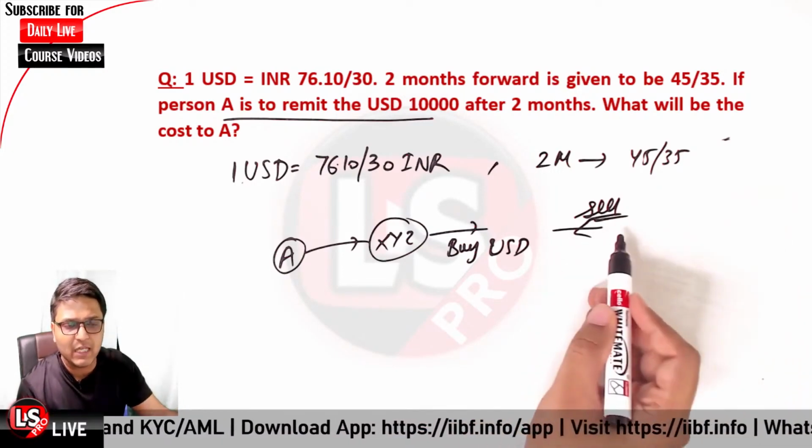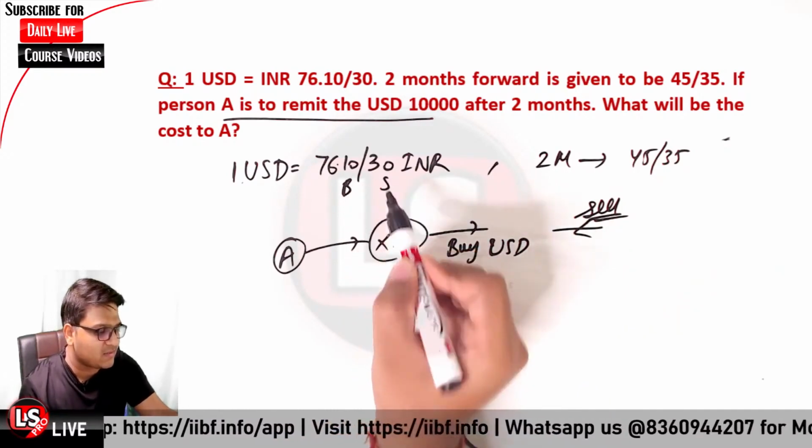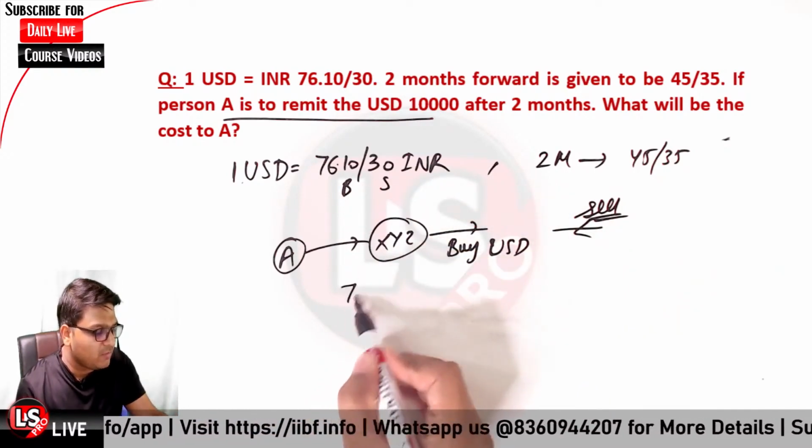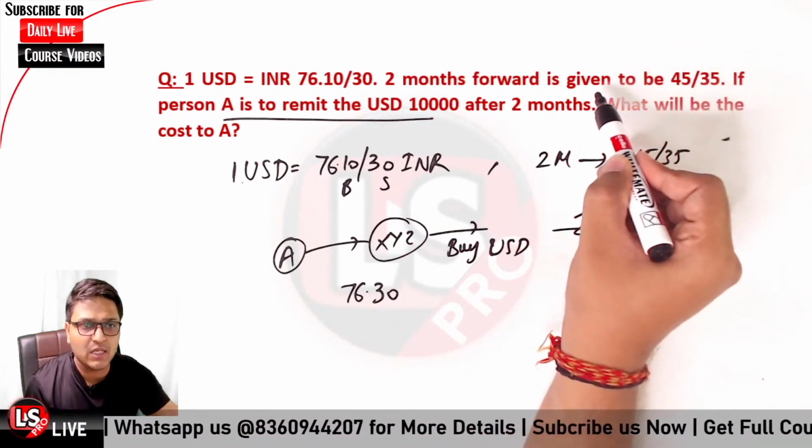So what quote would be applicable? The selling quote would be applicable. So this is the buying rate and this is the selling rate. So what rate will we be taking? It will be 76.30. Now look, because over here he wants to remit after 2 months.